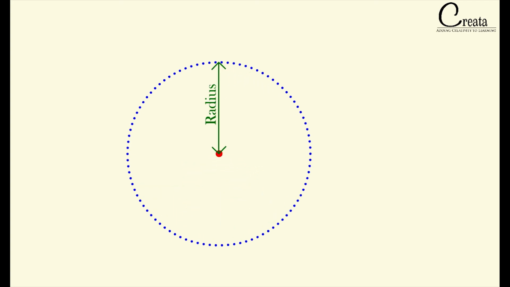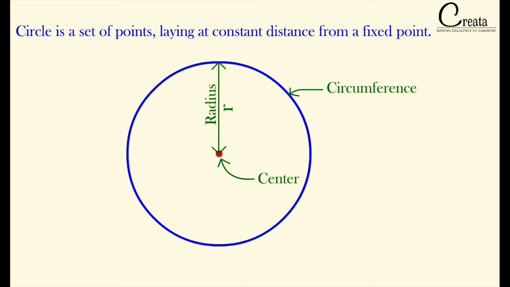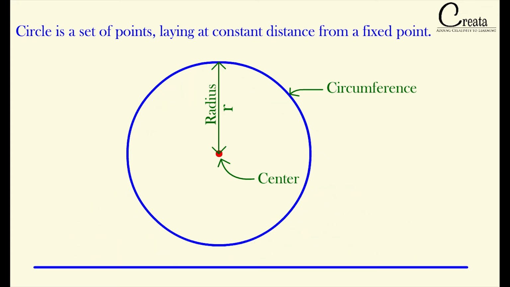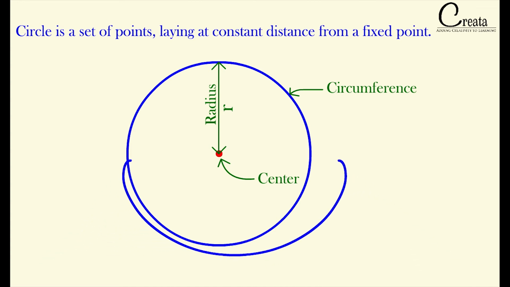So, defining: a circle is a set of points lying at a constant distance from a fixed point. This constant distance is called radius and the fixed point is called center. Radius is denoted by r. The boundary of the circle is known as the circumference of the circle. Basically, circumference is the linear distance of the boundary. The same we will cover in detail in the lecture on areas and perimeter. For the time being, just remember this is the circumference of the circle.